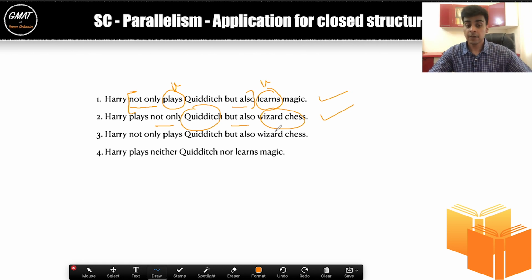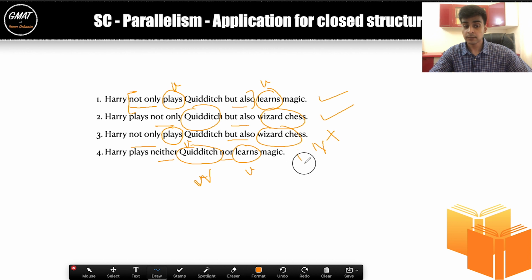Third one, first word after not only, plays, which is a verb, singular form, after but also I have a noun, this is incorrect. There is no universe in which this can be parallel. I don't have to check meaning as well. I look at the last one, neither nor is another structure, so of course this works with all closed structures. I have Quidditch, a noun, I have learns, a verb, this cannot be correct, and eliminated.